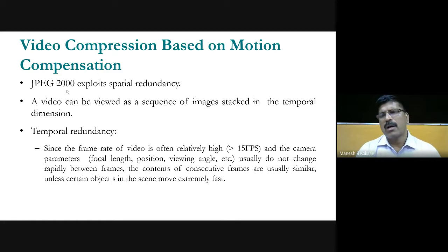So you know static compression, like compression of a static image, the standard which is used is nothing but JPEG. And in JPEG, JPEG 2000 is the standard for compressing static images, and this exploits the spatial redundancy, so it removes the spatial redundancy. You must be knowing about the JPEG 2000 architecture and so on.